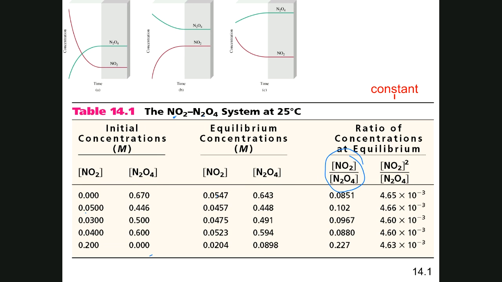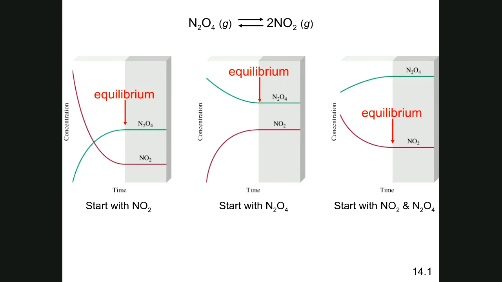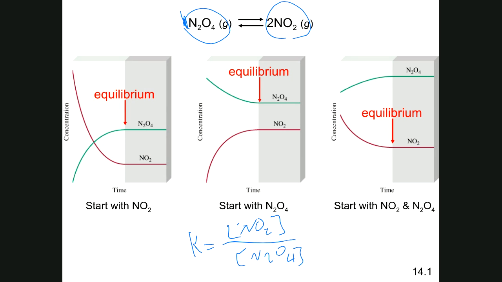If you look at the balanced equation here, the coefficient for the reactant is 1 and the coefficient for the product is 2. To write the equilibrium expression, you would say K equals the concentration of the products over the concentration of the reactant, raised to the power of their coefficients. The coefficient for the product is 2, so it is raised to the power of 2. The coefficient for the reactant is 1, and we don't have to write 1. So the equilibrium expression for a reaction at equilibrium equals the concentration of products over the concentration of reactant, raised to the power of the coefficient.